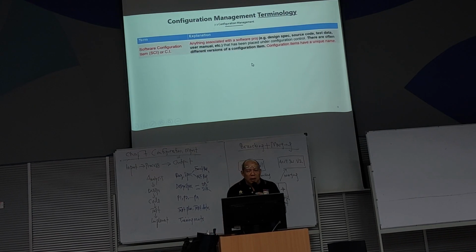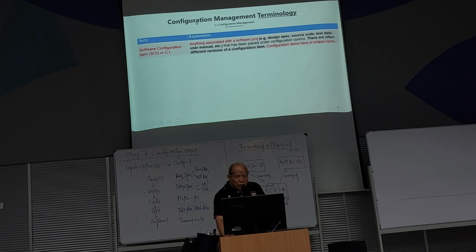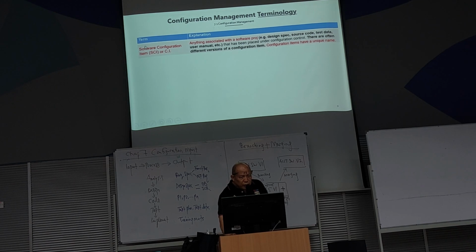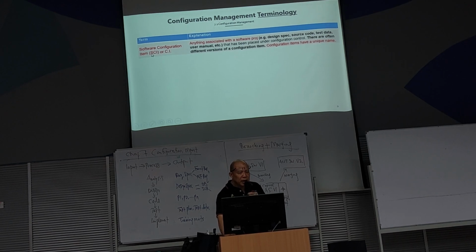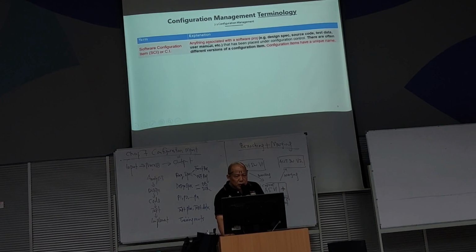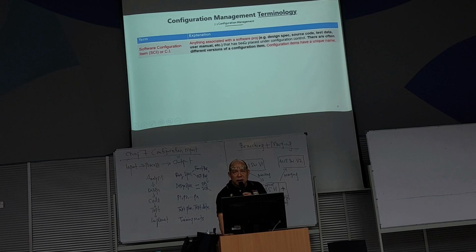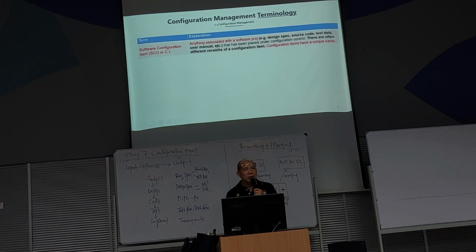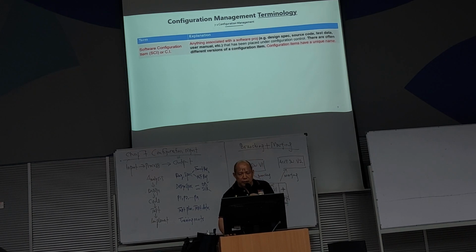Some of the configuration management terminology that you may need to know. A very common configuration management terminology is software configuration item, SCI, or you can call it configuration item. A software configuration item is anything associated with a software project. Examples: design spec, source code, test data, user manual, etc. These are the things that you need to track when there is a project.